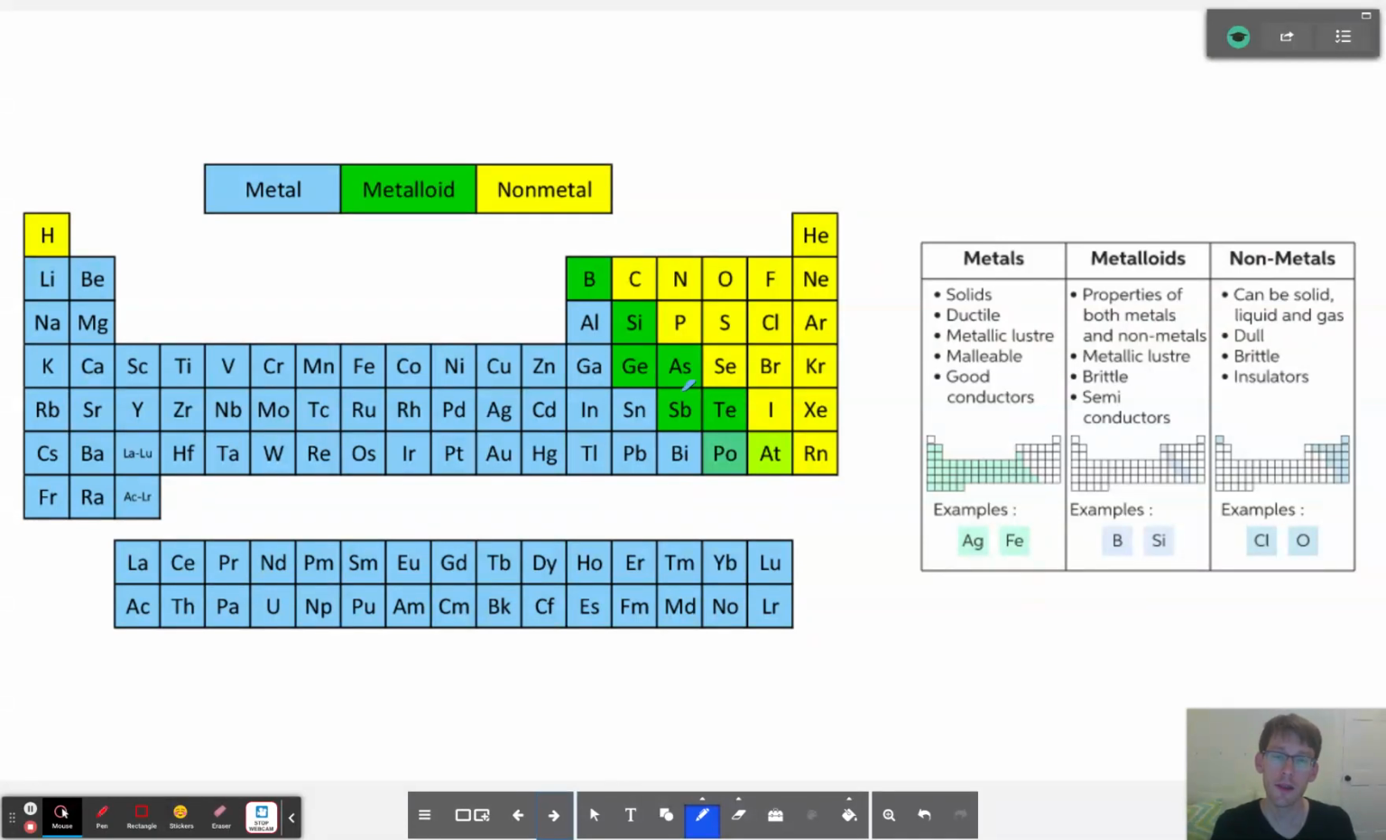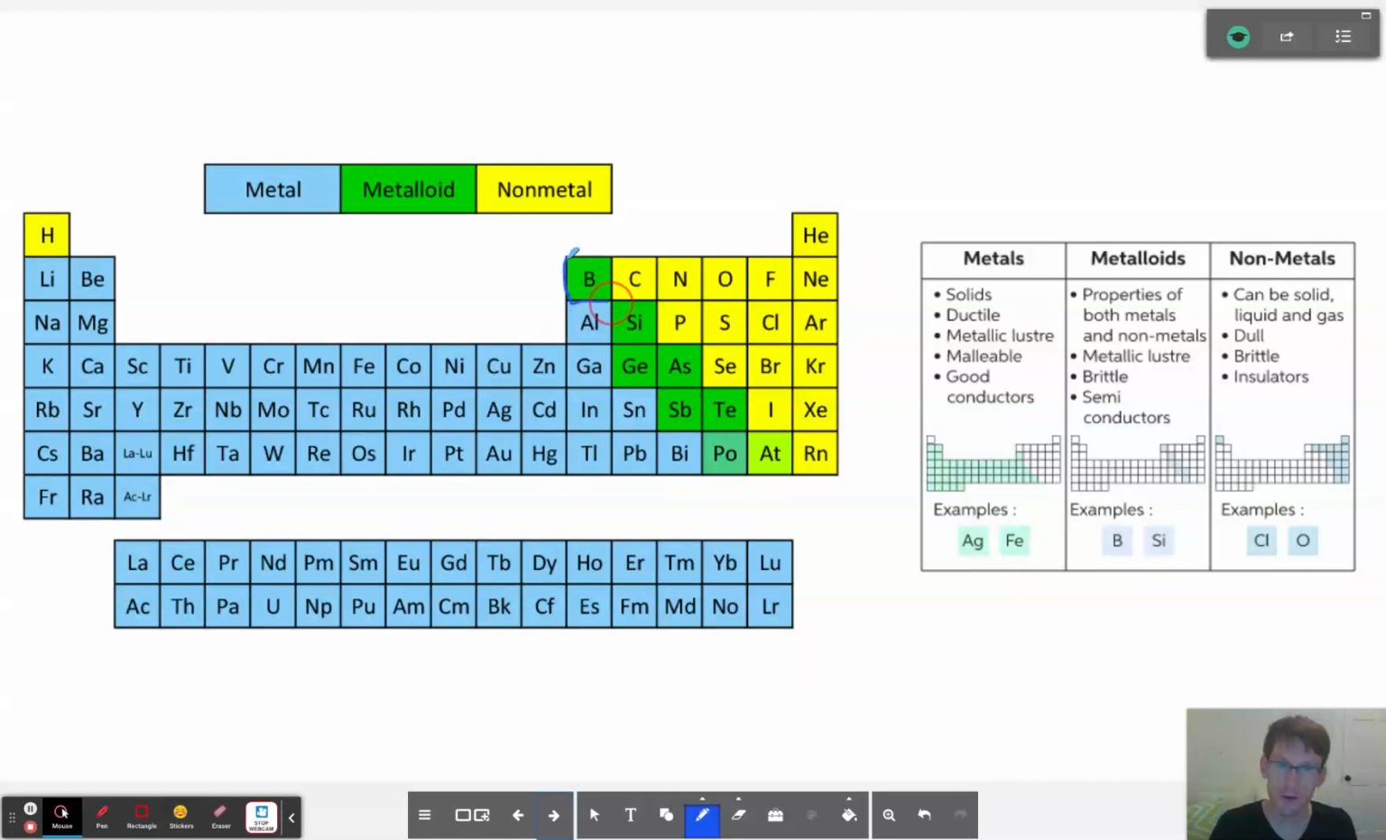Now, metalloids, they're kind of in between. They have properties of metals and nonmetals. They tend to look like metals, meaning that they have this shiny luster, but they're decent conductors, they're semiconductors, and they are brittle in general. So if you ever have a piece of some metalloid, it looks like a metal, but if you hit it, it will probably just crumble.